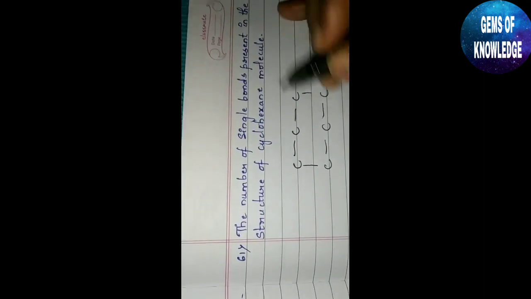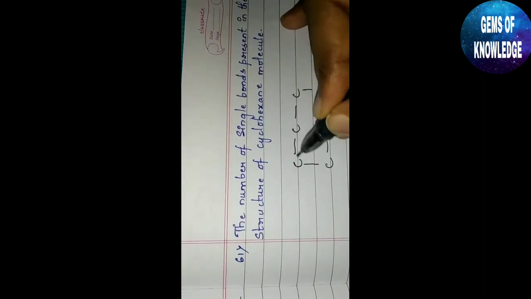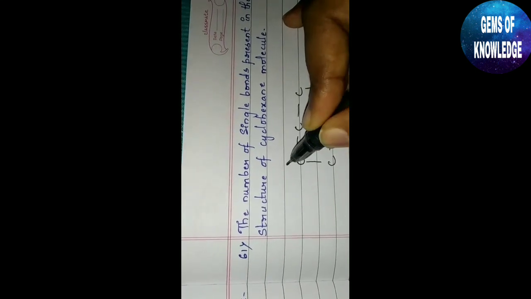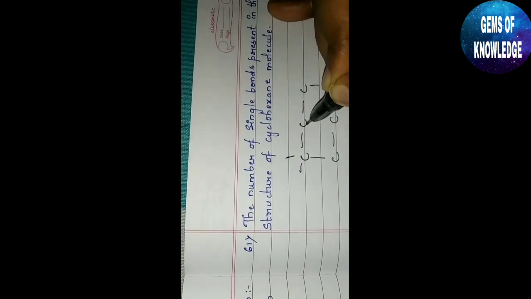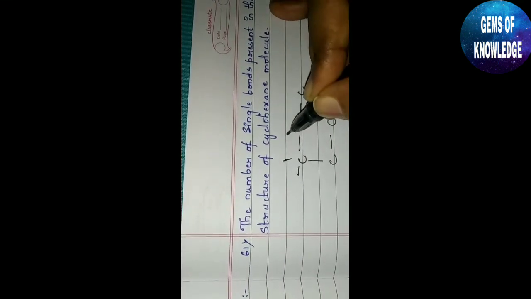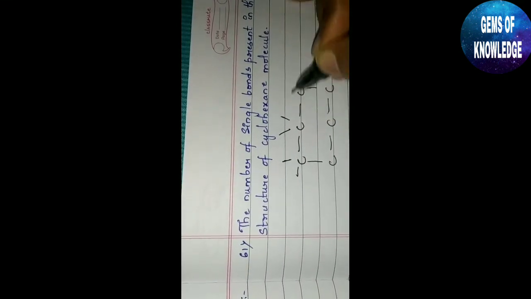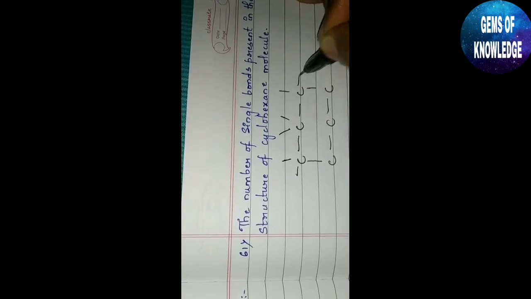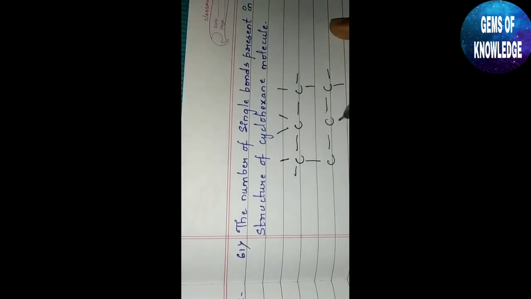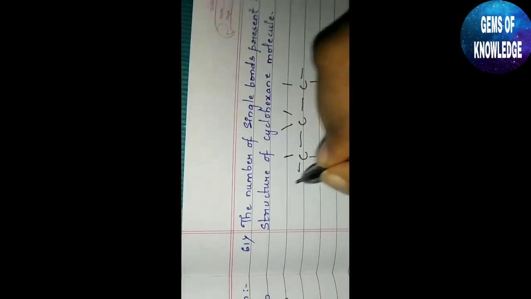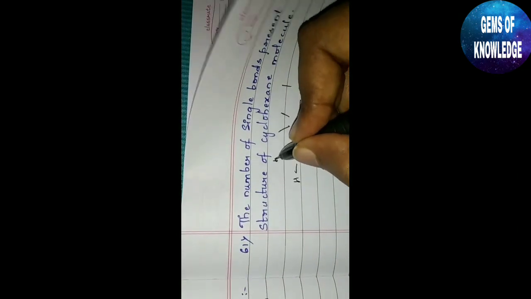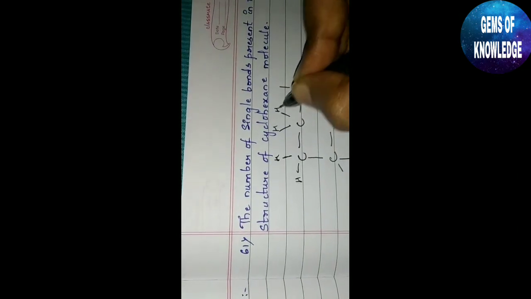Then see, since this carbon atom already has 2 bonds, let us write 2 more bonds here. This carbon atom already has 2 bonds, again 2 bonds we are going to add. Here also we are going to add 2 bonds, here also 2 bonds, here 2 bonds, and here 2 bonds. So everywhere for these 2 bonds hydrogen is going to be attached.